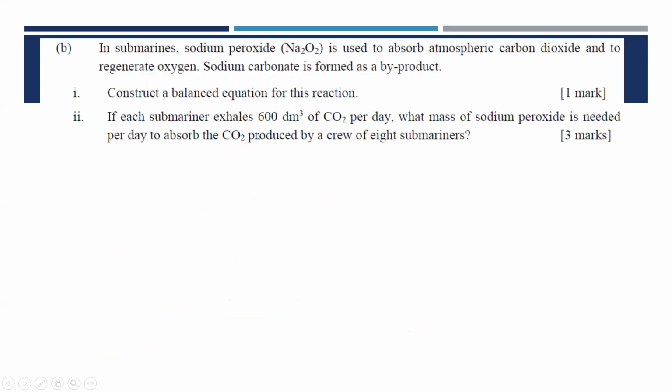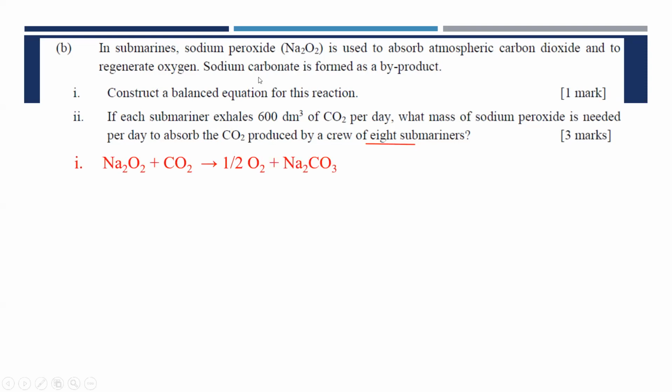And then 4B: in submarines, sodium peroxide is used to absorb atmospheric carbon dioxide and to regenerate oxygen. Sodium carbonate is formed as a byproduct. Number 1, construct a balanced equation for this. And if a submariner exhales 600 decimeter cube of CO2 per day, what is the mass of sodium peroxide needed per day to absorb CO2 produced by the crew of 8 submariners? There is a key in here that you might want to highlight: there are 8 submariners, so you have to multiply by 8 at the end of the day.